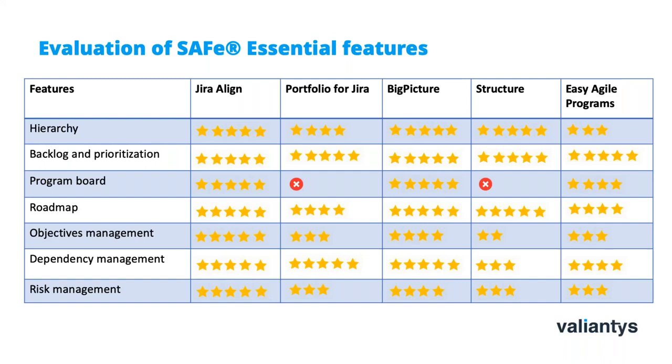And Jira Align is a complete solution for organizations who are looking to implement scaled agile at a large scale, as a large solution, portfolio, or a full SAFe level. And Big Picture and Portfolio for Jira are actually great standalone solutions for organizations practicing SAFe at essential level. Structure is a must-have solution for hybrid agile teams to build hierarchies and roll-ups, and also Easy Agile Programs is an important solution for teams to plan PIs and visualize program boards.